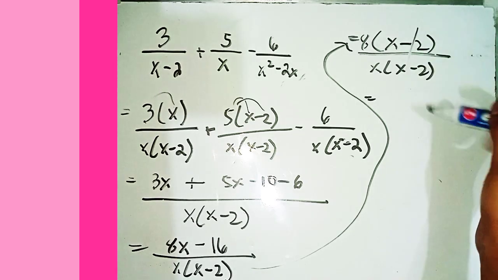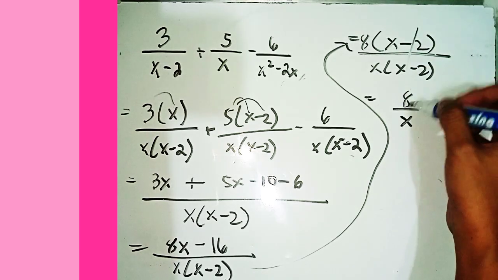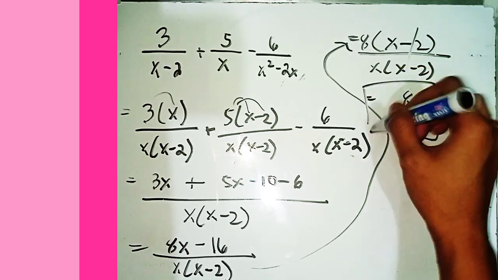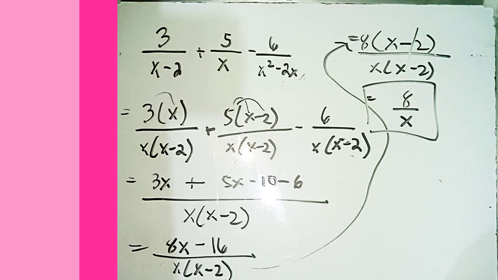So we can cross out x minus 2. So the final answer would be 8 all over x.